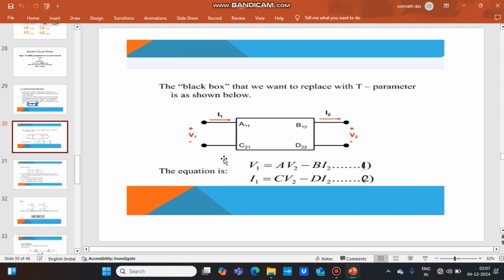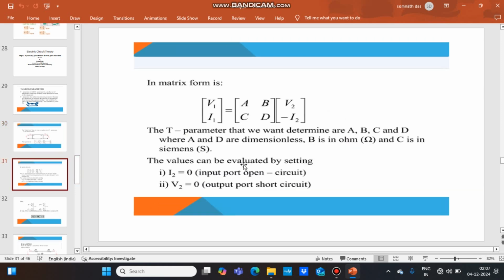Here sending end voltage V1 and sending end current I1 are expressed in terms of output voltage V2, or receiving end voltage V2, and receiving end current I2. So V1 is expressed as V1 equal to AV2 minus BI2, which is shown in equation 1, and I1 is expressed as I1 equal to CV2 minus DI2, which is shown in equation 2. In matrix form, we can write [V1; I1] equal to the ABCD matrix into [V2; -I2].